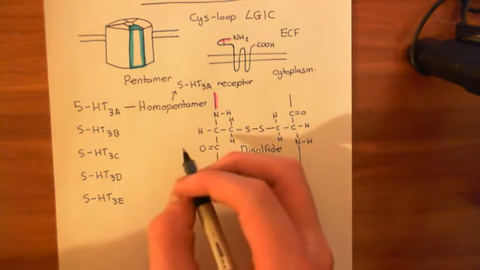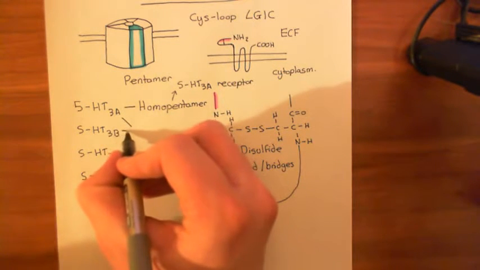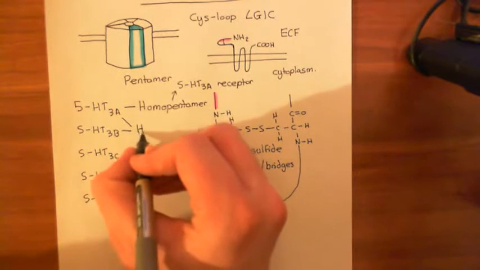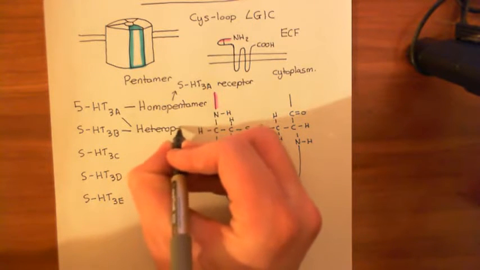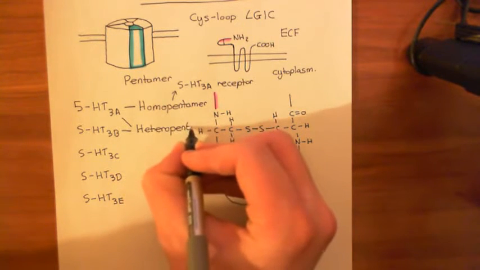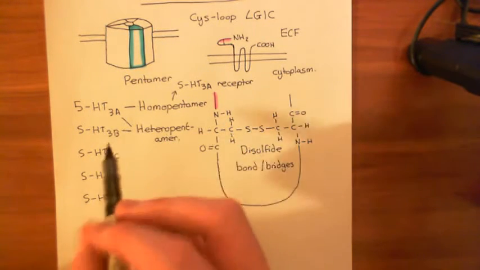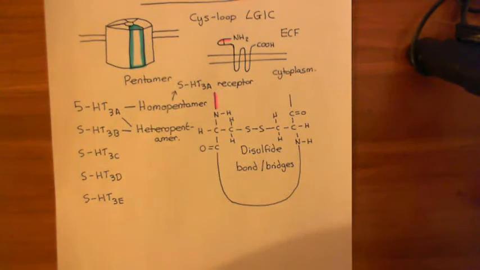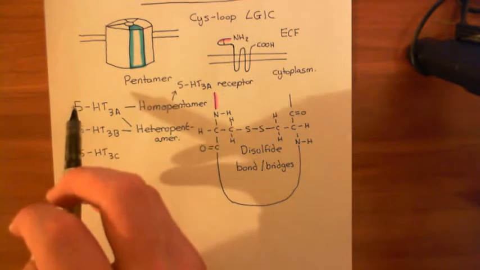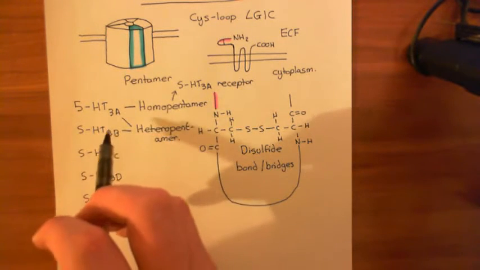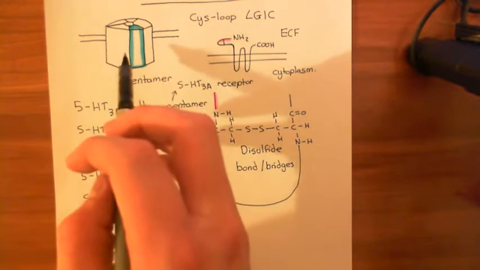Now, the other one that we know exists in humans and is important is a heteropentamer of 5-HT3A subunits and 5-HT3B subunits. Okay, so, we've run out of space. Heteropentamer. Okay, so when you build a heteropentamer of 5-HT3A and 5-HT3B, then what you're going to do is make some 5-HT3A proteins, and make some 5-HT3B proteins, and you're going to need 5 overall subunits, and you're going to stick them together.